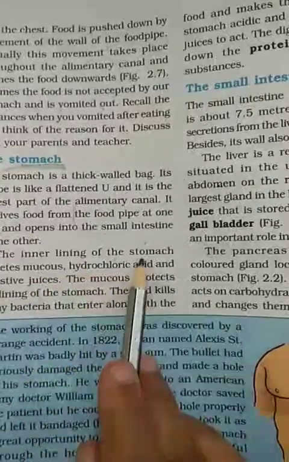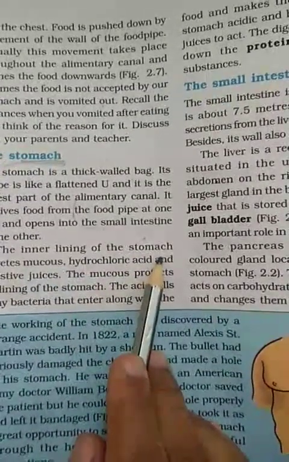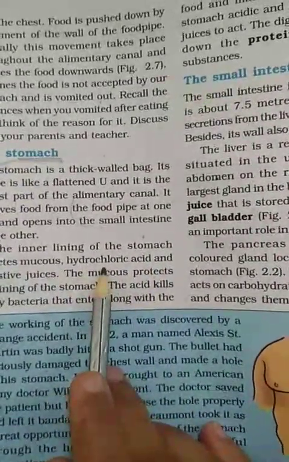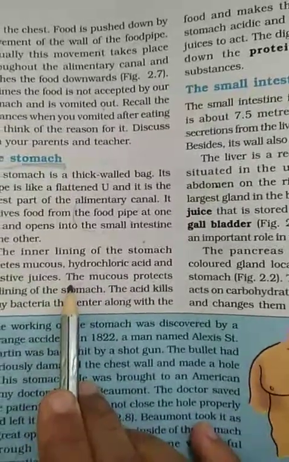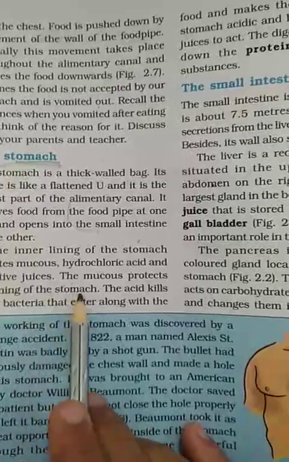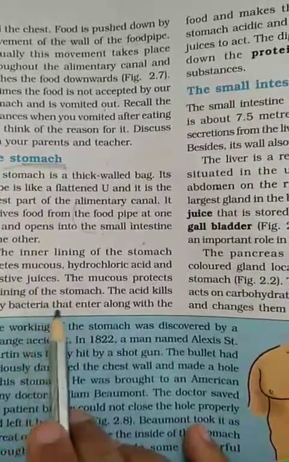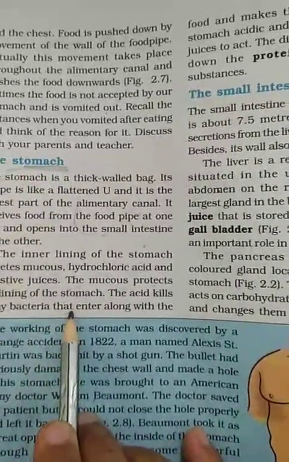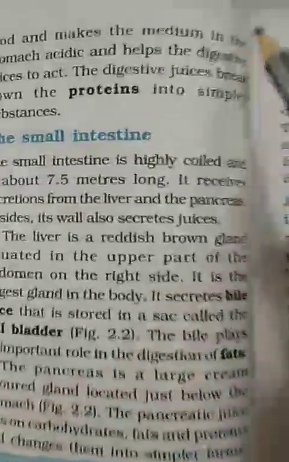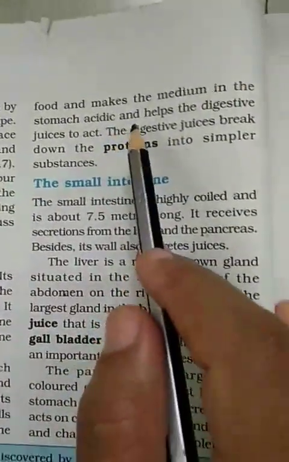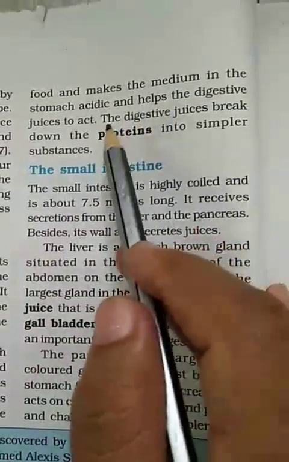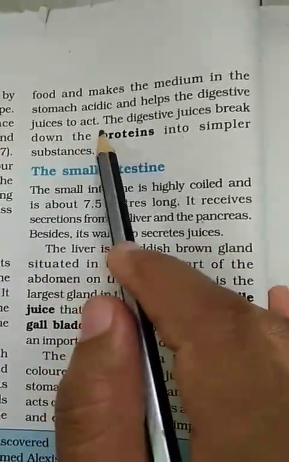The inner lining of the stomach secretes mucus, hydrochloric acid and digestive juices. The mucus protects the lining of the stomach. The acid kills many bacteria that enter along with the food and makes the medium in the stomach acidic, which helps the digestive juices to act.